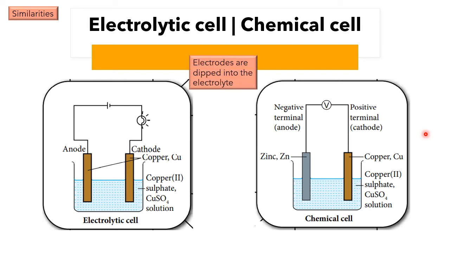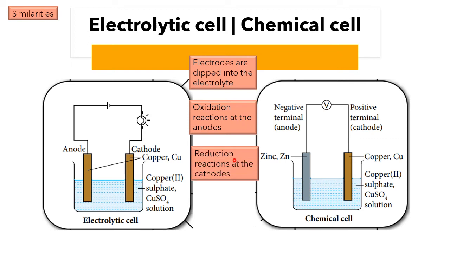The first similarity is electrodes must be dipped into the electrolyte. Second, oxidation reactions will always occur at the anode, while reduction reactions will always occur at the cathode. So for the electrolytic cell, to determine anode and cathode, you must refer to the terminals of the battery. So kalau battery ni, this one is positive, so the positive terminal of the battery is connected to the anode, and the negative terminal of the battery is connected to the cathode.